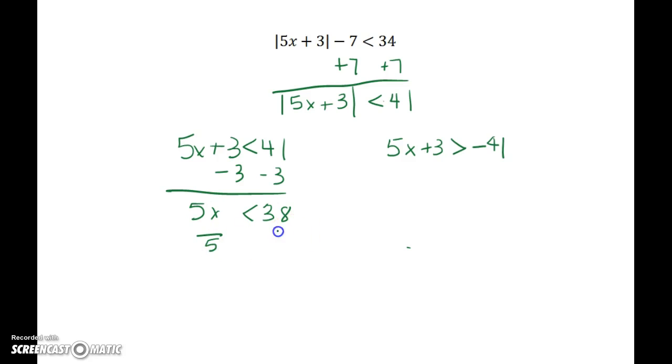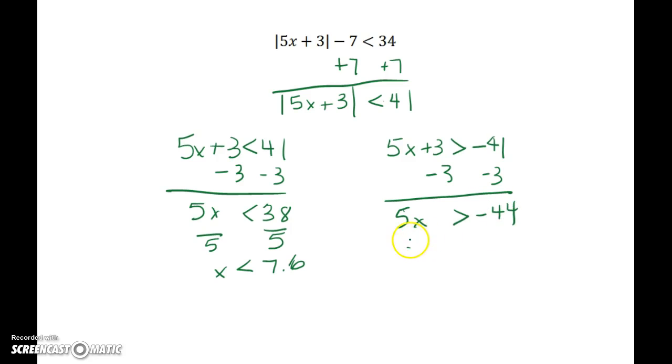And divide by 5. So x is less than 38 divided by 5 is 7.6. You can write it like that, 7 and 3/5, as long as you've got that decimal there. Okay, the other one, we're going to subtract 3 from both sides. So we get 5x is greater than negative 44. Divide by 5. So x is greater than negative 8.8.